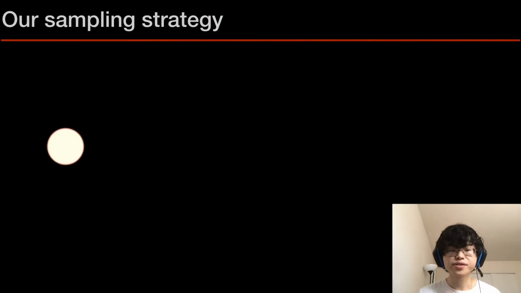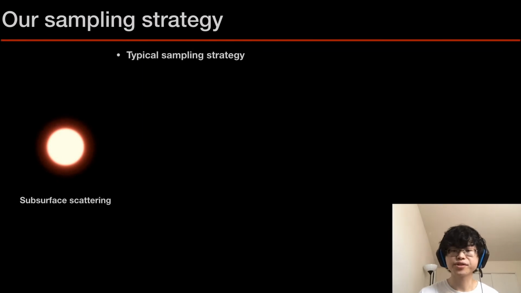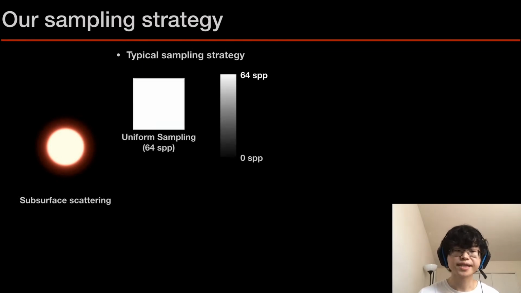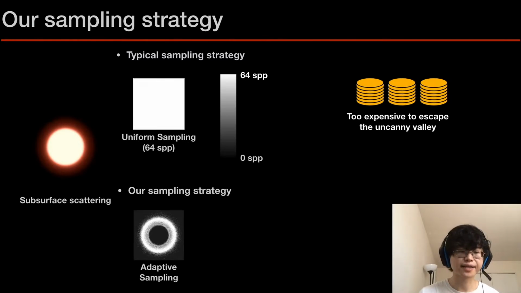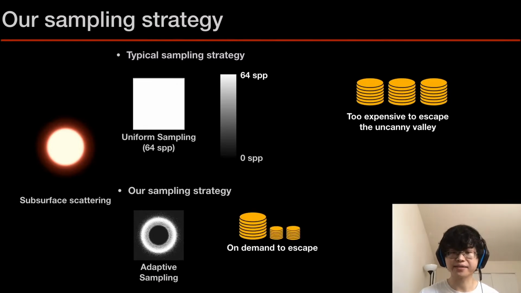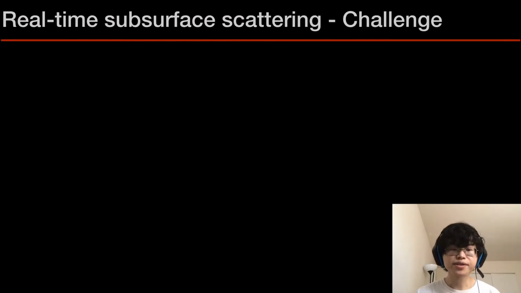To achieve photorealistic subsurface scattering with multicolor sampling, a typical sampling strategy is uniform sampling, for example, 64 samples per pixel. However, this is too expensive to escape the uncanny valley. When we do sampling, we try to perform adaptive sampling like this and reduce as many samples as possible to increase the performance while escaping the uncanny valley on demand. But how? To achieve this, we have a lot of challenges to resolve.